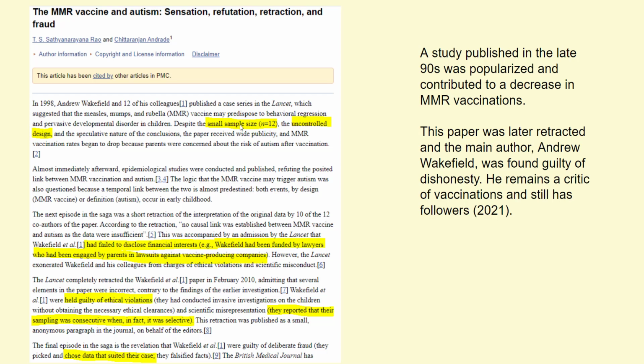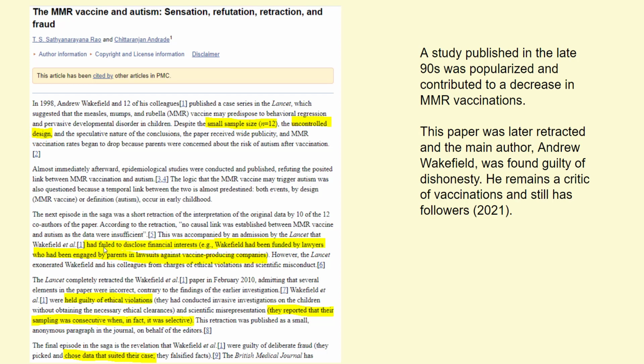The first thing I want to point out is that we see a small sample size here. N equals 12, so we often use the letter N to denote sample size. If we have 12 children in this sample, that may not be a sufficient number if our population is intended to be the entire population of children around the world. The second thing I want to point out, this was an uncontrolled study. There was no control group versus a treatment group. This was an observational study.